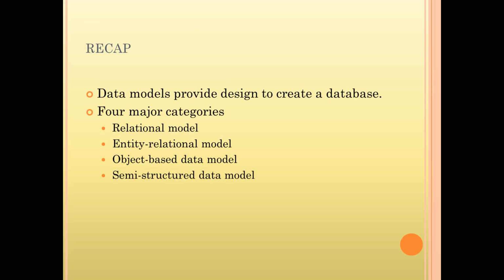So just a recap. What is a data model? A data model provides a design to create a database. The major categories of data models are the relational model, entity relationship model, object-based data model, and semi-structured data model. Hope you all understood what a data model is and the major categories, the definition of all categories along with examples of those.